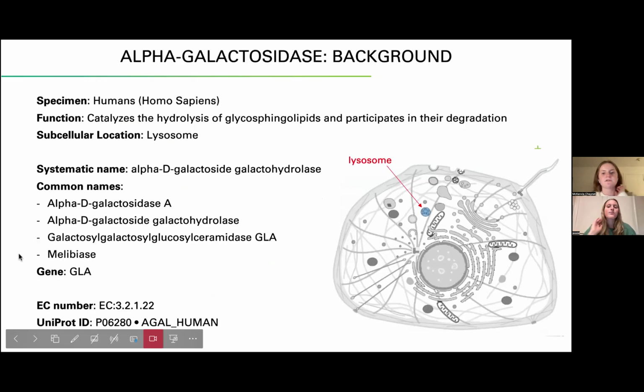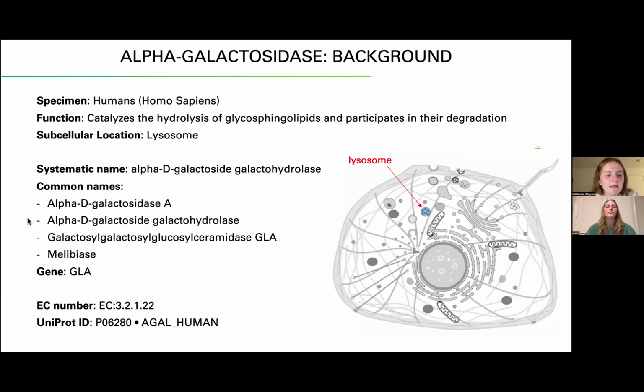So first and foremost, just a little bit of background on alpha galactosidase. The one we will be primarily looking at today is found in Homo sapiens, or humans, obviously. The UniProt ID is found below if you want to know exactly the protein we're looking at, but its main function is to catalyze the hydrolysis of glycosphingolipids and participate in their degradation. Now, it makes sense that it's part of the hydrolase class of enzymes since it's found in the lysosome. So hydrolase means that it's breaking things down. Lysosome, that's where things are degraded.